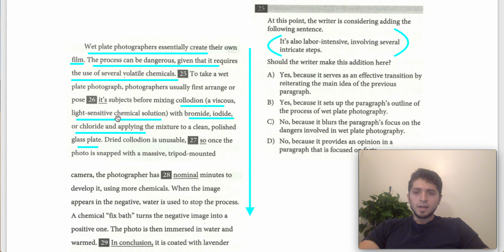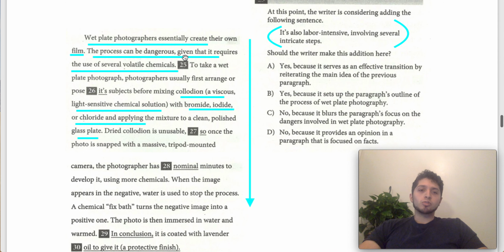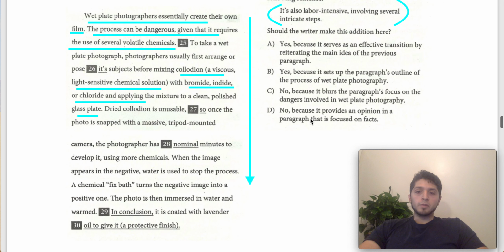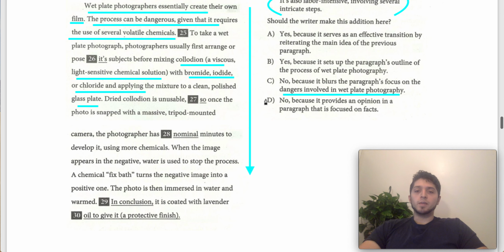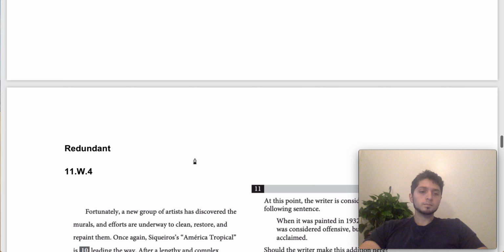So for that reason, we're interrupting something if we're putting the fact that it's labor-intensive and involving a bunch of steps in between here. We want these to be connected, because this second sentence is explaining the use of the several volatile chemicals. So we would say no. Why would we say no? Because it blurs the paragraph's focus on the dangers involved in wet plate photography, and that's what we want, right? It's about the dangers. No, because it divides an opinion. That's not true. So we would choose answer choice C for this one here.